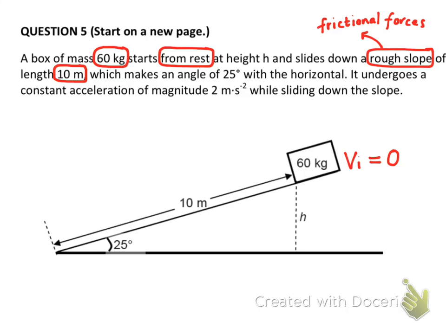A length of 10 meters, that's our delta x, our displacement, makes an angle of 25 degrees with the horizontal, and it undergoes a constant acceleration of 2 meters per second squared. So that constant acceleration tells us that we have some net force acting during that time.